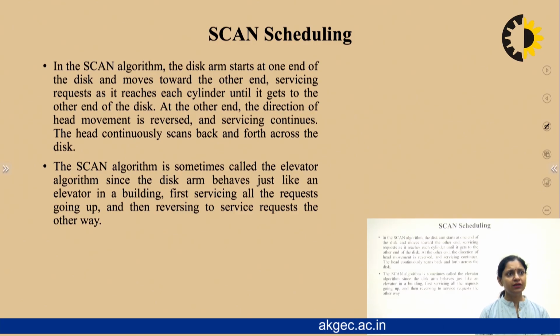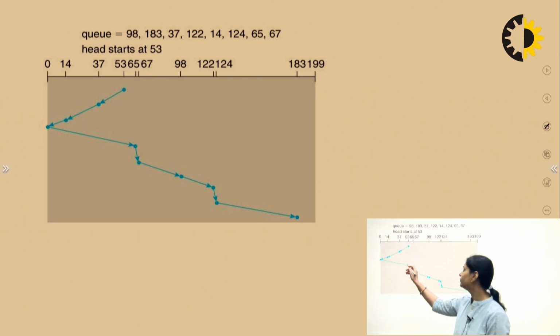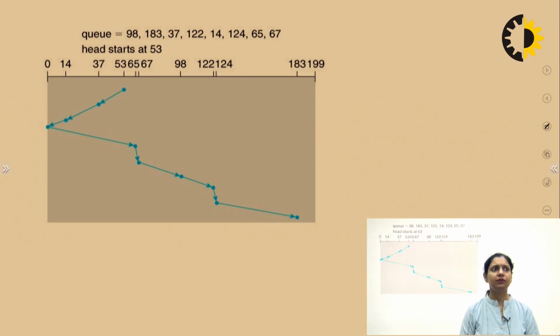So the scan algorithm is sometimes called the elevator algorithm, since the disk arm behaves just like an elevator in a building, first servicing all the requests going up and then reversing to service the requests the other way. So if we look over here, it is a kind of elevator situation. So let's see how it works.